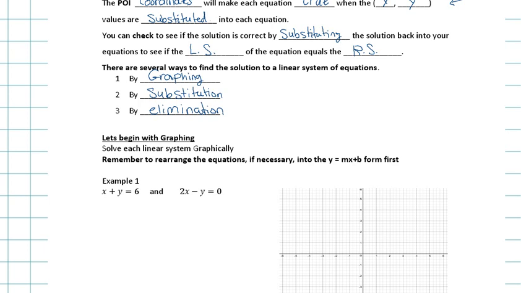So the next question is asking you to solve each linear system graphically. So you have to graph them and find a point of intersection. But I tell you also, remember to rearrange the equations, if necessary, into the y equals mx plus b form. Right? Because can I graph using this form? Is it easy to graph using this form? It's not. Y equals mx plus b form is easy to graph. So let's look at this.